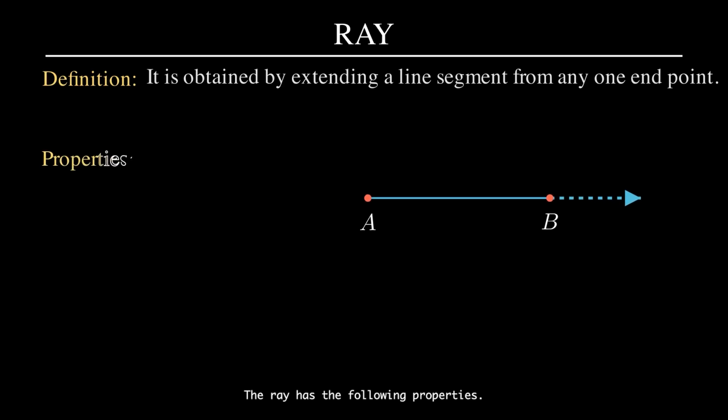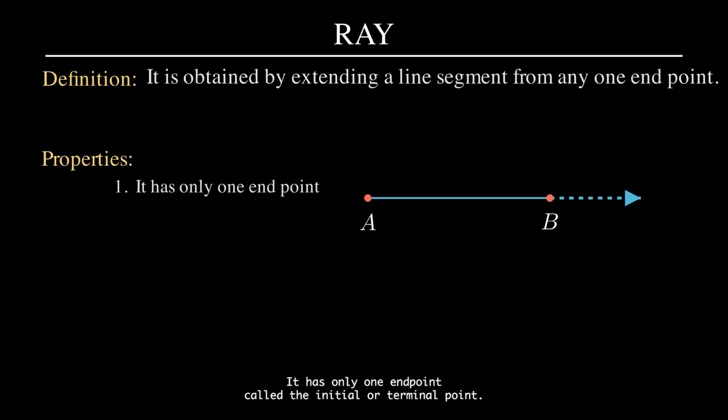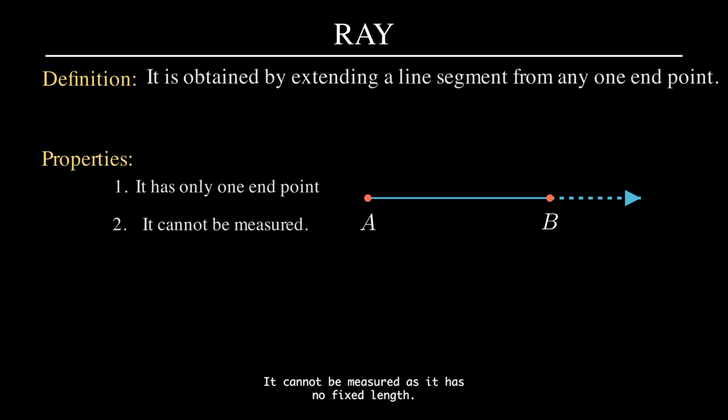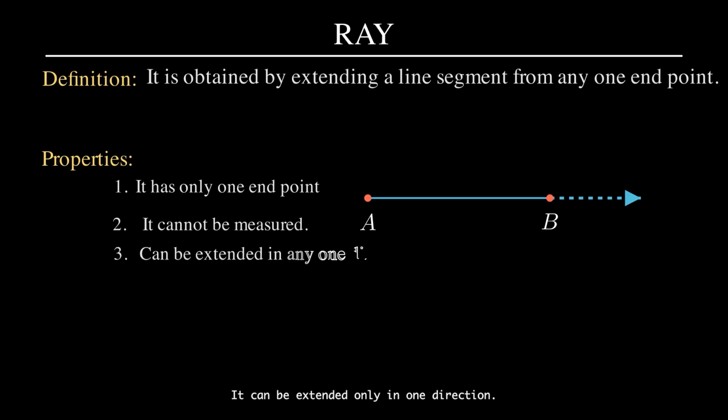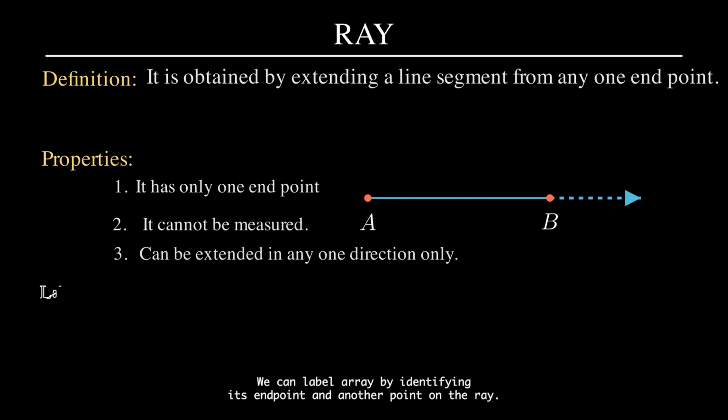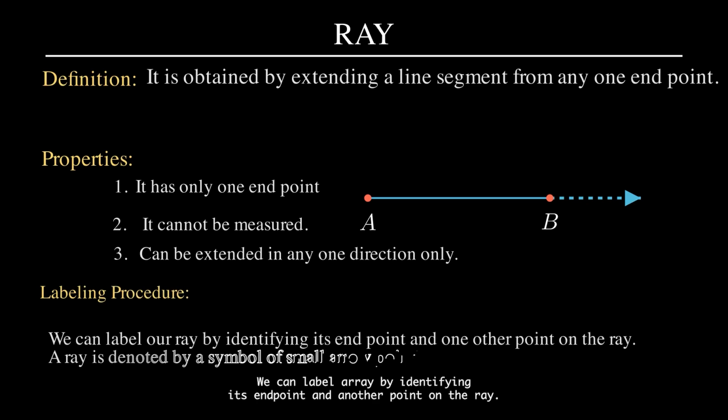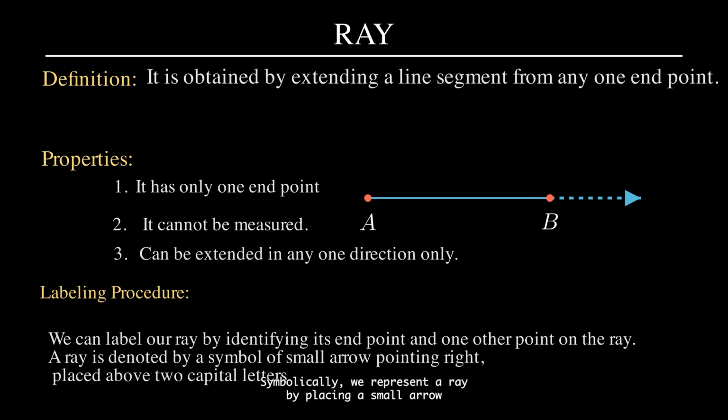The ray has the following properties. It has only one endpoint, called the initial or terminal point. It cannot be measured as it has no fixed length. It can be extended only in one direction. We can label a ray by identifying its endpoint and another point on the ray. Symbolically, we represent a ray by placing a small arrow above the letters, pointing in one direction.